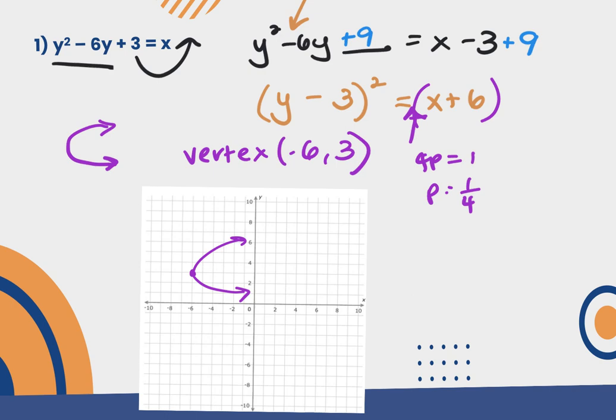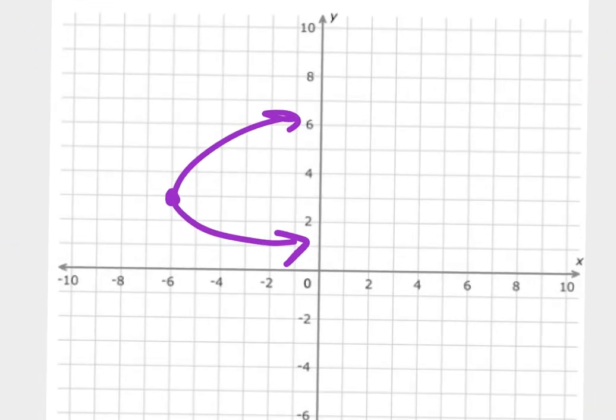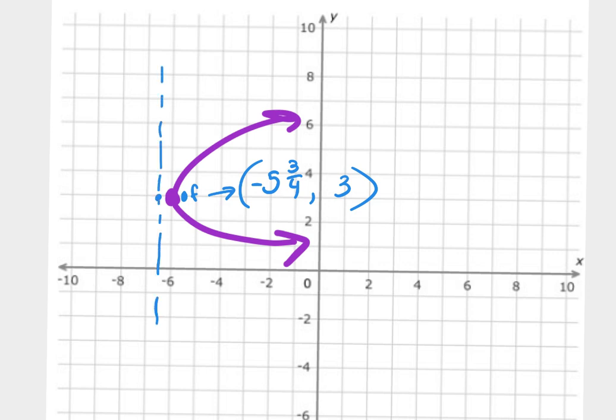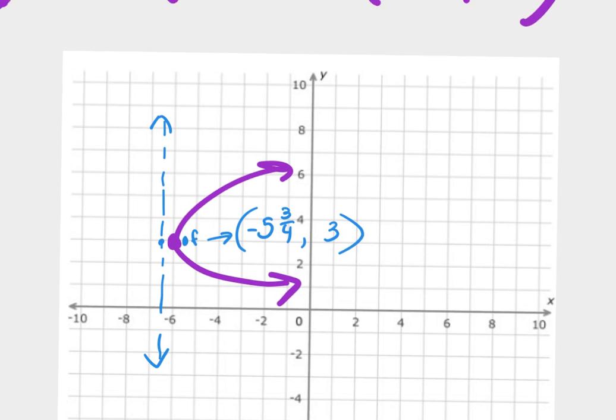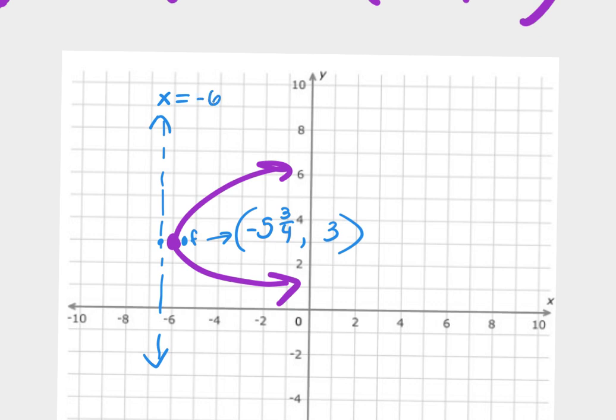The focus is 1/4 to the right, which would be negative 5 and 3/4, and 3. So I did negative 6, and then I added the 1/4 to it because I'm going to the right. And then that's the focus. And then the directrix is 1/4 to the left. It's a vertical line, so it's an x equals, and it would be negative 6 minus 1/4 because you're moving to the left, so it'd be negative 6 and 1/4.